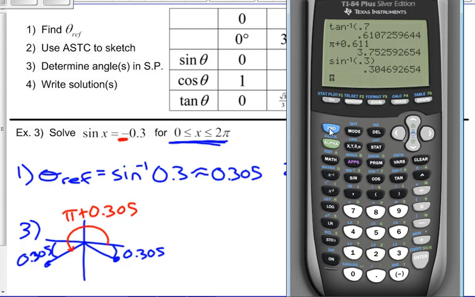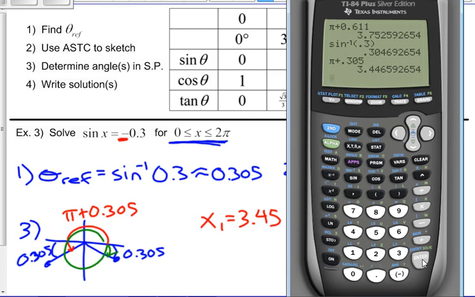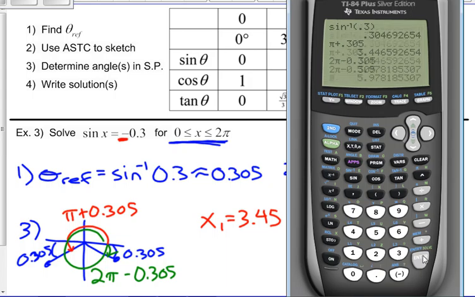Okay, let's figure out what that is as a decimal approximation. 3.45. Okay, the other one, it would be a full revolution, take away that 0.305. So 2 pi minus 0.305. And we get 5.98.